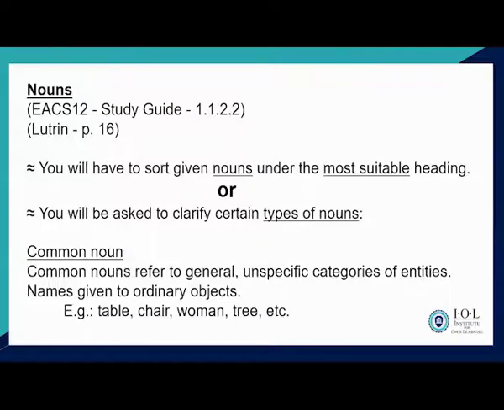Nouns. EACS Study Guide 1.1.2.2, Lutheran, page 16. You will have to sort given nouns under the most suitable heading, or you will be asked to classify certain types of nouns. A common noun. Common nouns refer to general, unspecific categories or entities. Names given to ordinary objects: table, chair, woman, tree.